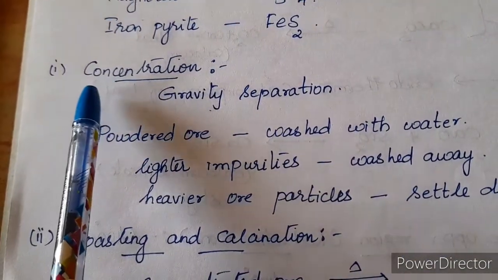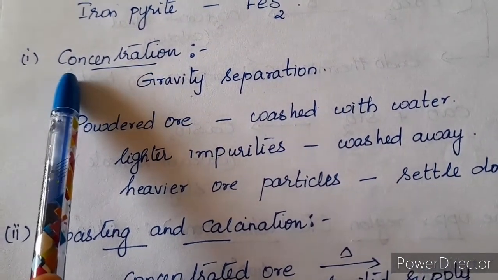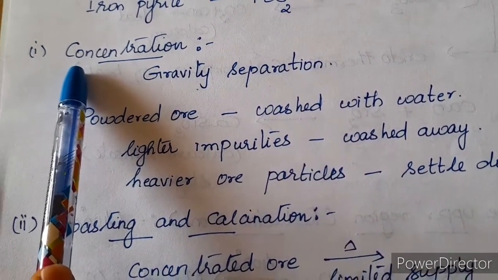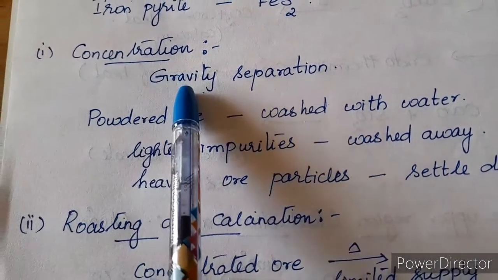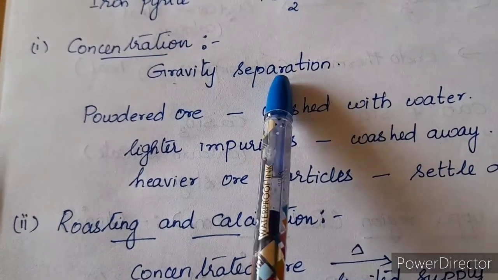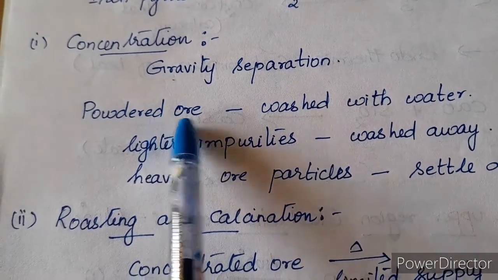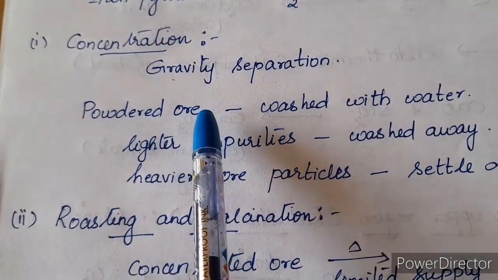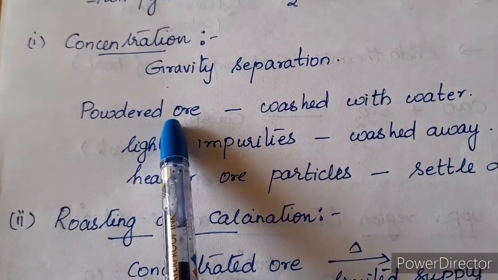The first process in the extraction of iron is the concentration of the ore. Always the concentration of the ore is the first process, isn't it? Now, how is the concentration of the iron carried out? It is carried out by the gravity separation process. We know that gravity separation process, isn't it? In this process, the powdered ore is washed with a stream of water.